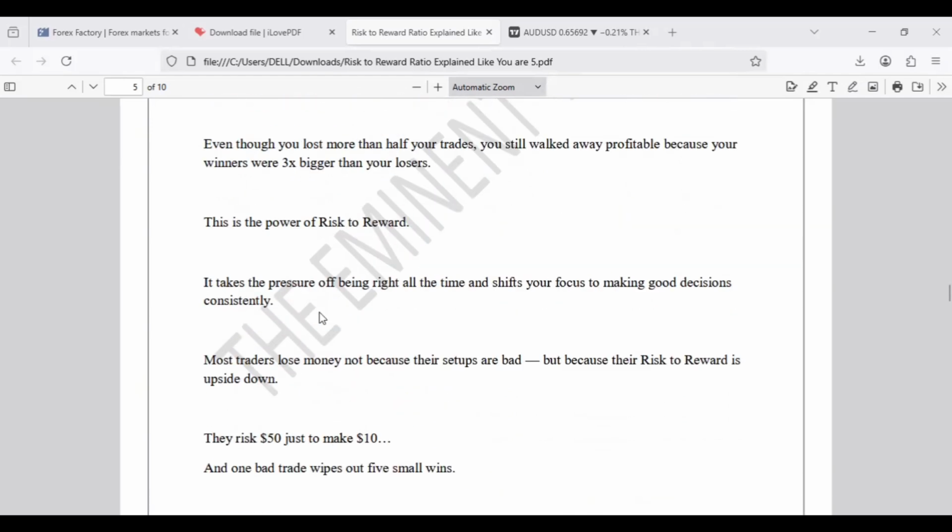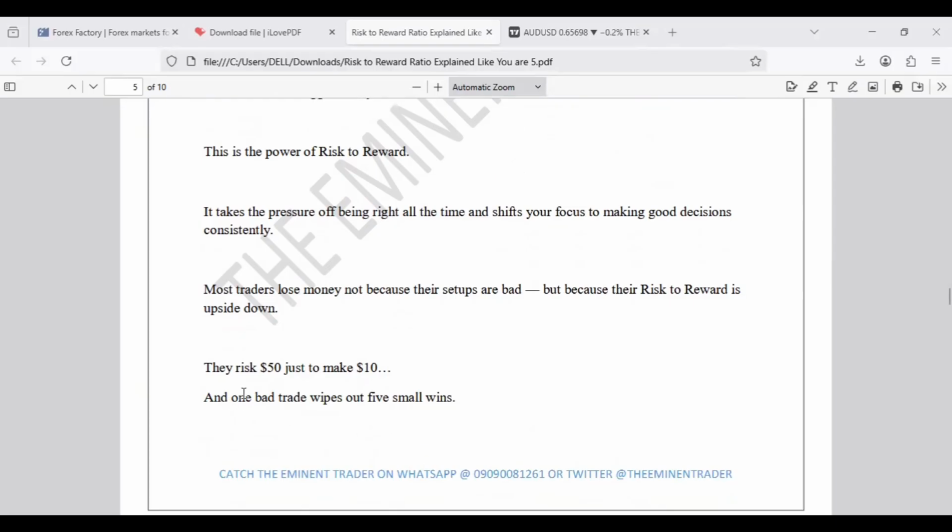Now, most traders lose money not because their setup is bad, but because their risk to reward ratio is upside down. For example, most of them, you can risk $50 just to make $10. You will hear something like, I just want to make small pips, small movement, and I will close in profit. Meanwhile, you are risking very high. And what this means is that one bad trade can wipe away 5 small wins.